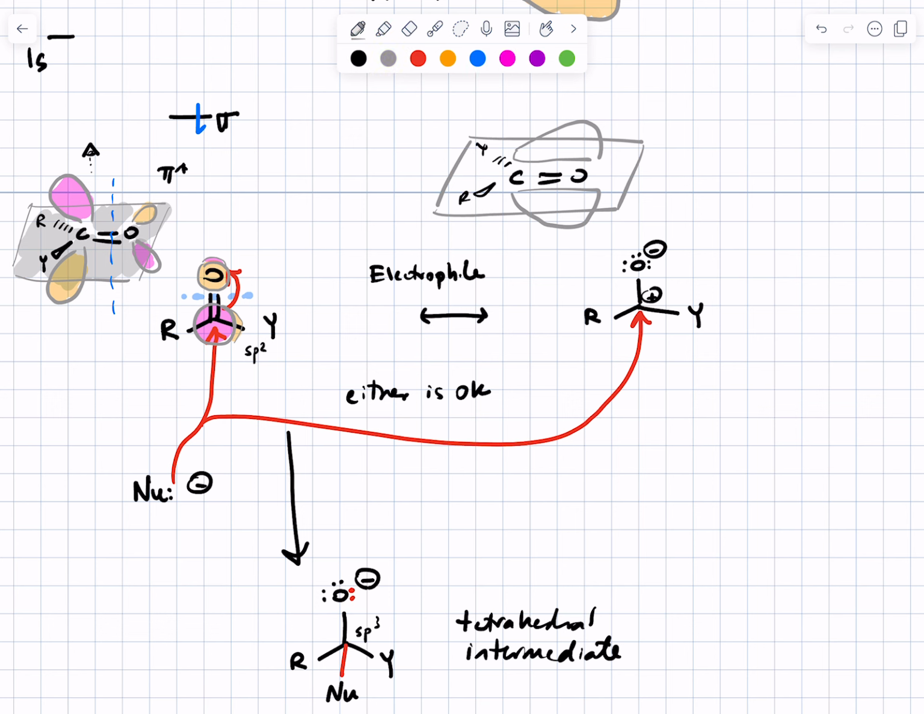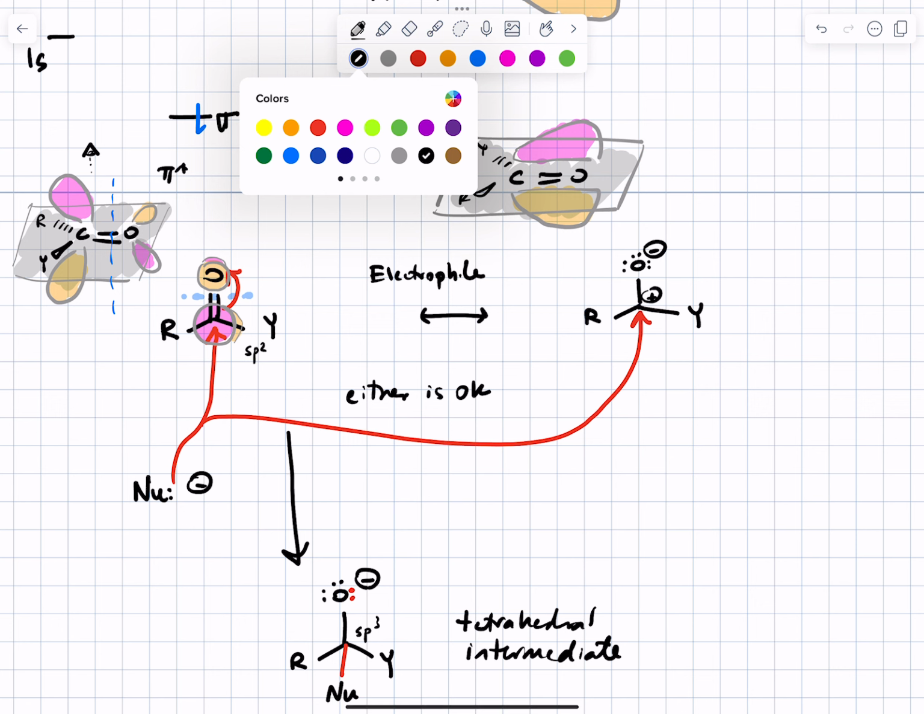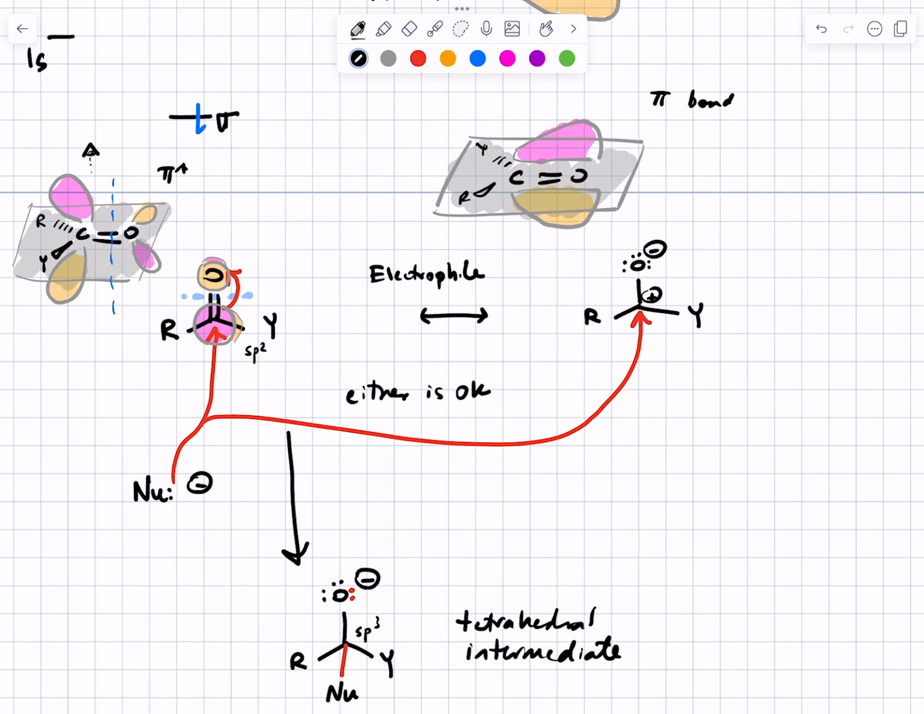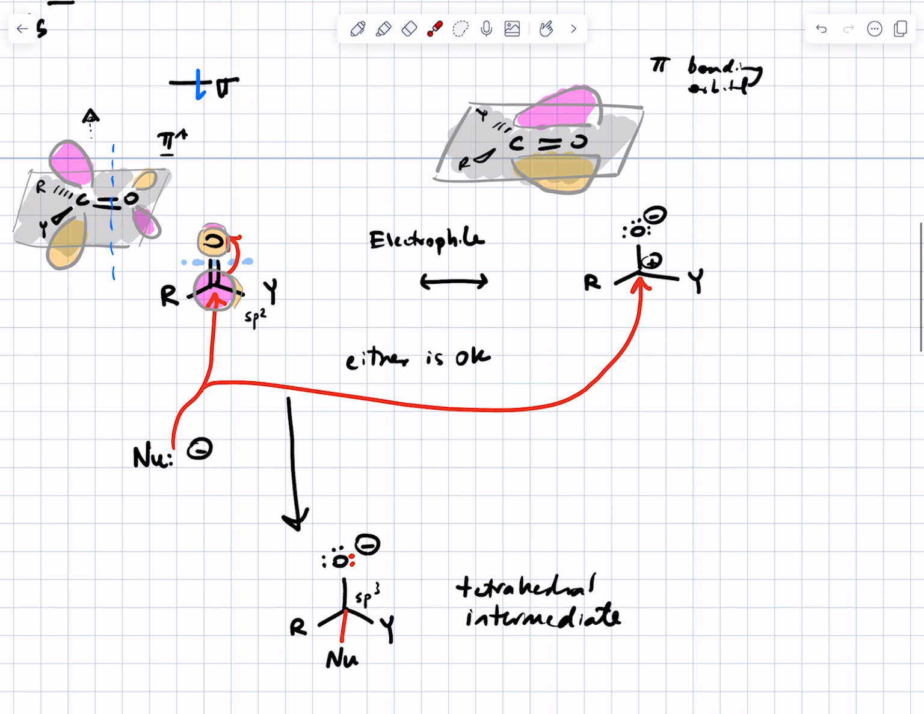In some ways, if you take both of these pictures of the pi bonding orbital and then the pi star, they both summarize both resonance structures. This resonance structure gives you the idea that the electrons in the pi bond are actually leaning towards the oxygen. And this orbital picture gives you the idea that there's a significant amount of positive charge on the carbonyl carbon. All right, others?